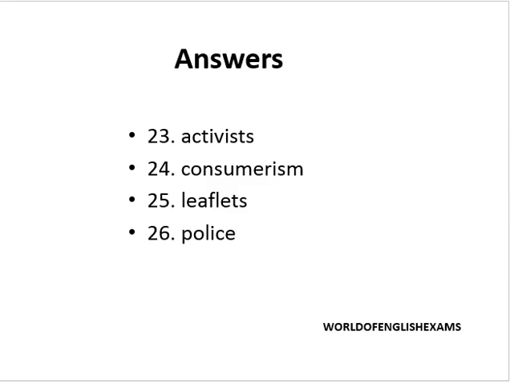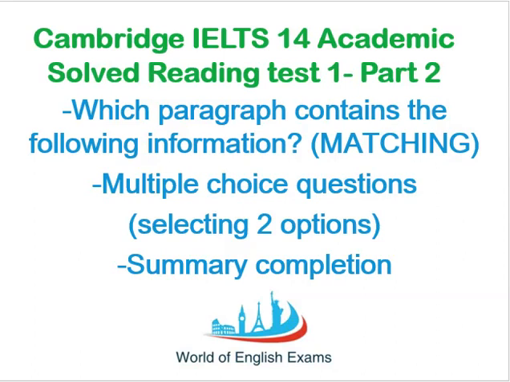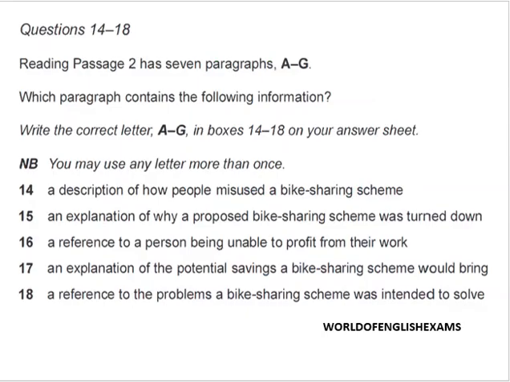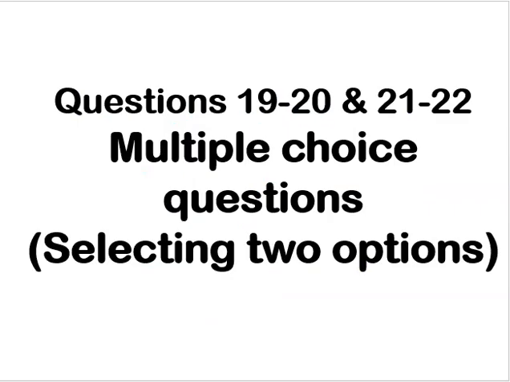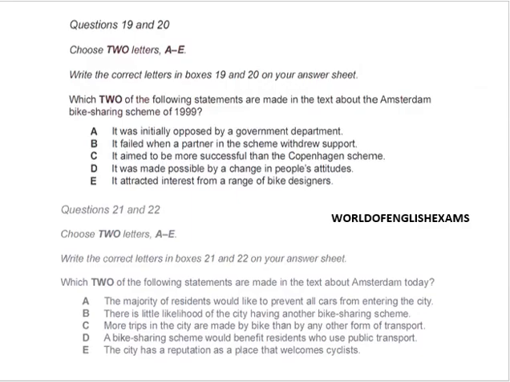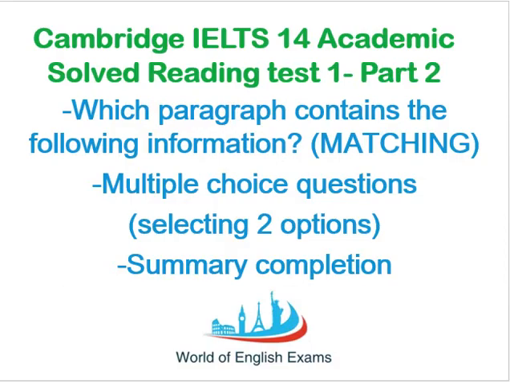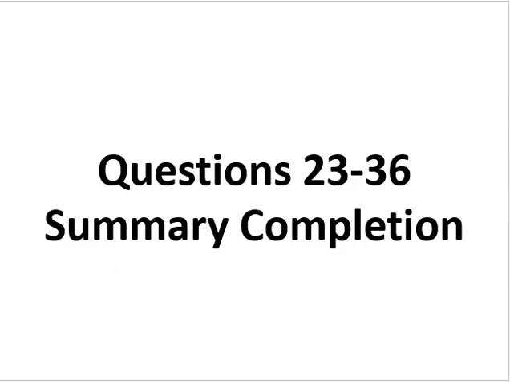So have you understood how to solve the three different question types that we intended to solve? Which paragraph contains the following information was the first one, in which we covered what is NB and we found the answer for these. Then we went ahead to solve multiple choice questions where you need to pick two right options. And then finally we came back to summary completion questions and we answered them with the strategy. Okay, so I hope you found this easy and helpful.